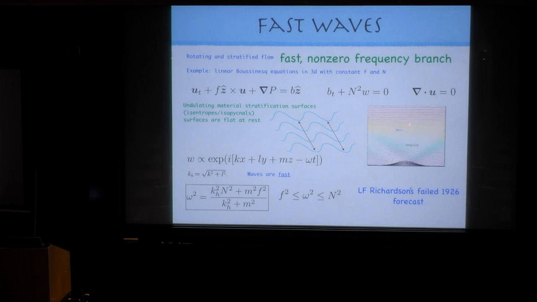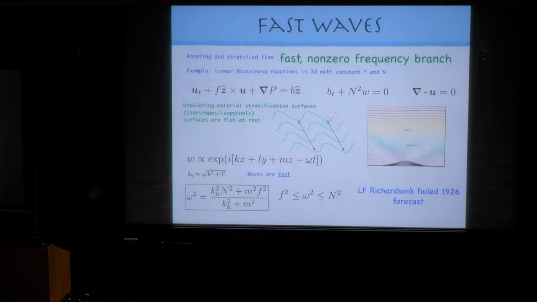But the internal waves, the presence of these fast modes, is the reason for the failure of Lewis Fry Richardson's personal 1926 forecast, where he tried to predict the weather and it didn't work at all. And because he was a genius, he wrote a book about it instead of burying the results. That's the reason, because he couldn't deal with the fast modes. So his forecast failed because of the stiffness of the problem.